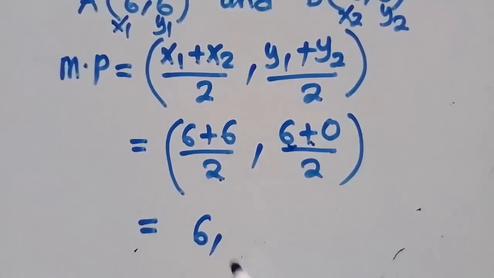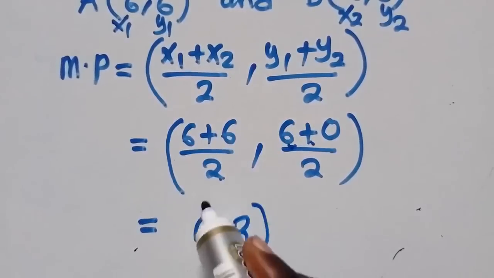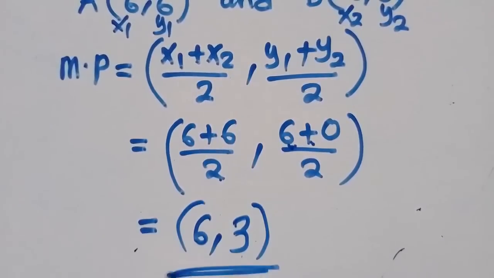6 divided by 2, it is 3. So meaning this is your midpoint. This is how you need to find the midpoint. This is how we calculate the midpoint. So these are things that I want you to know. These are things that I want you to understand.